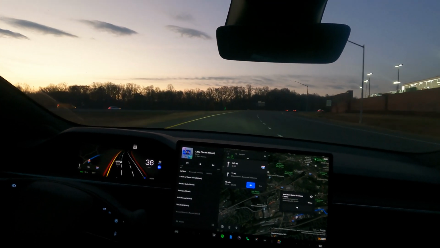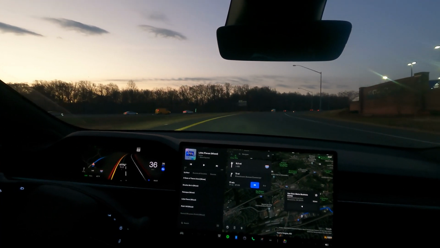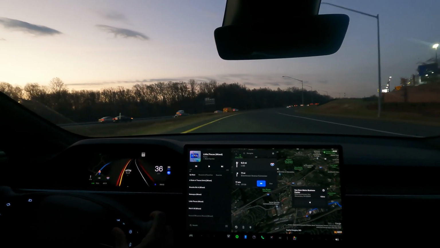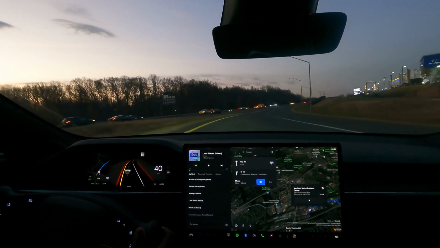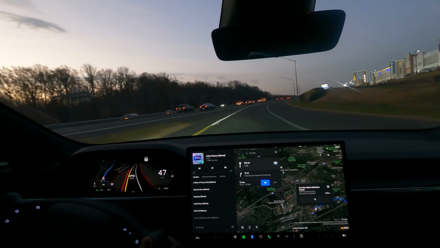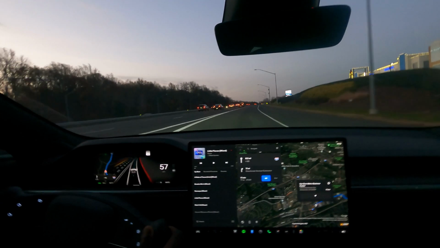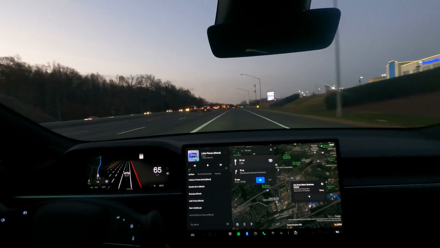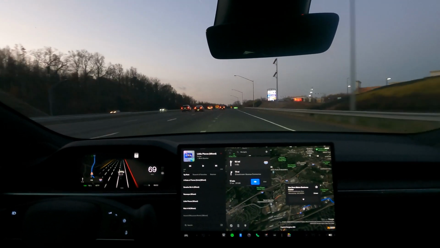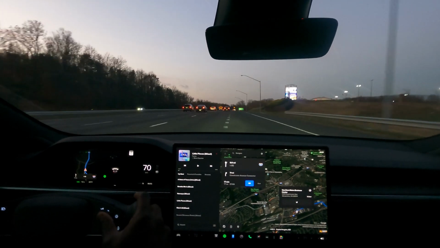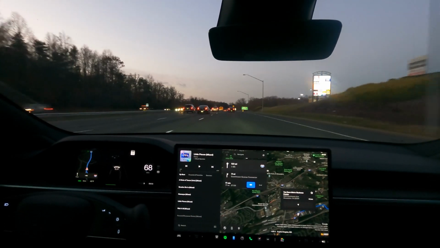So that's the thing about FSD. Sometimes there are situations that let's call corner cases, edge cases. That's obviously one of them, the roundabout. Let's look at what this looks like on other roundabouts, maybe in the DC area.